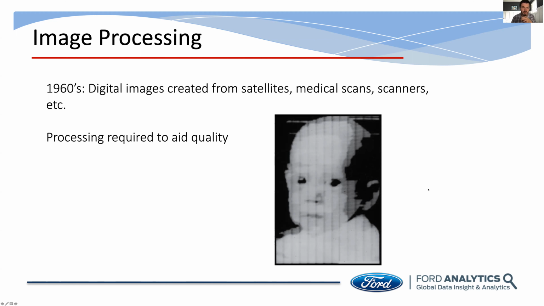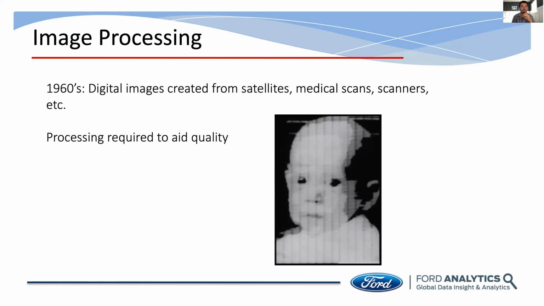It was one of the computer scientists had a baby, and you can see, I forget the kid's name now, but kind of a famous. And you can see that the quality wasn't great compared to what we're used to now, and there was a need with these images being created digitally to do some further processing, just to be able to basically see them.